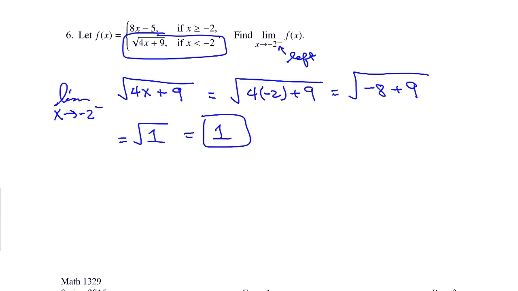Notice that the top part of the piecewise function plays no part in this problem because we are only taking the limit as x goes to negative 2 from the left, therefore requiring all the x values to be smaller than negative 2.